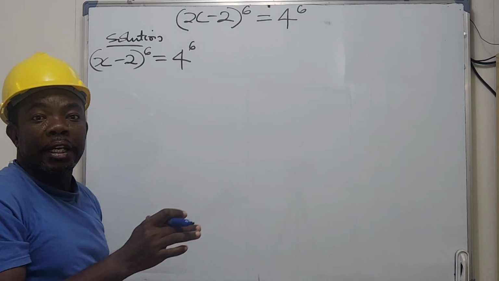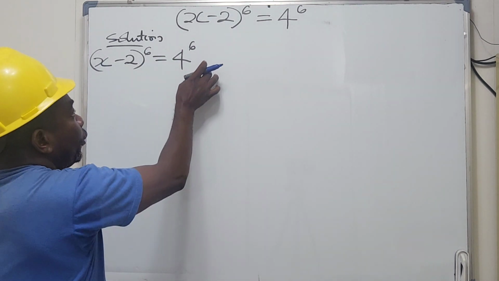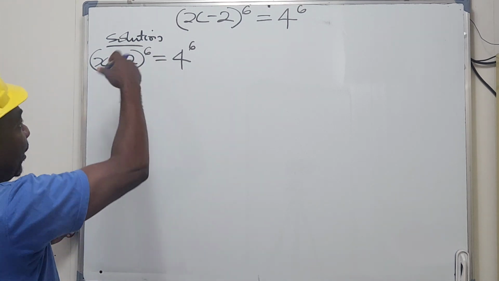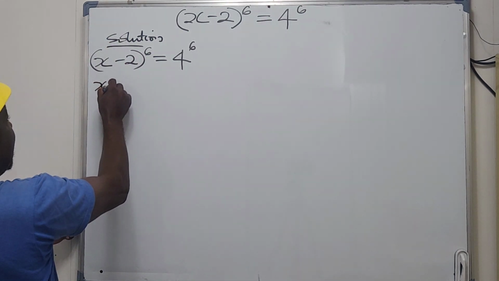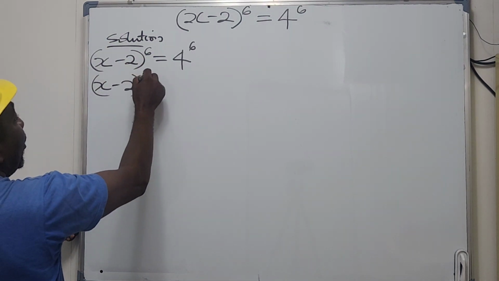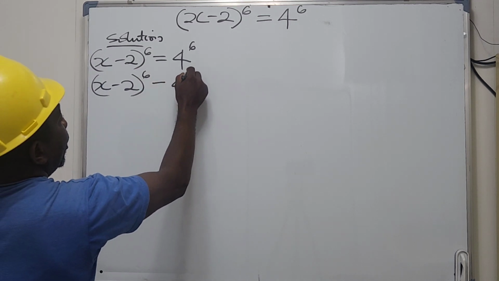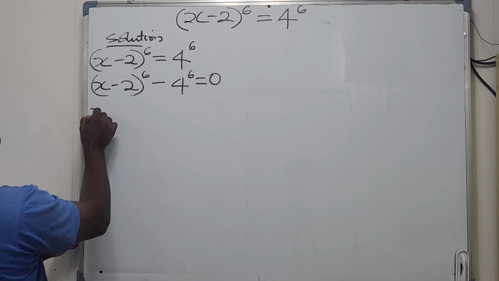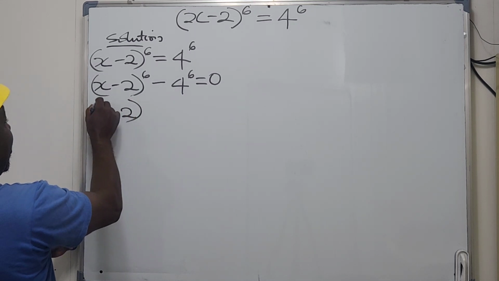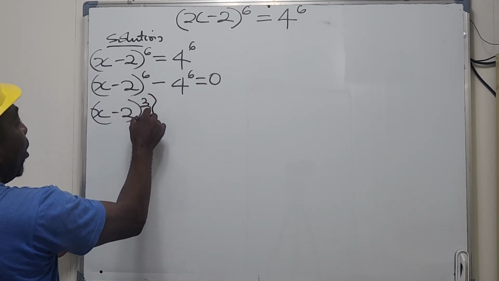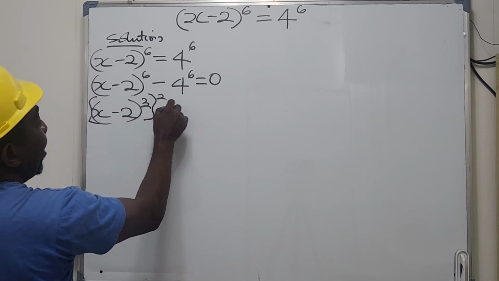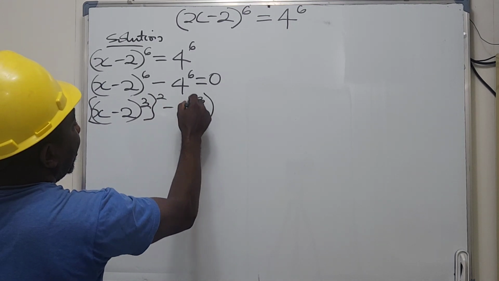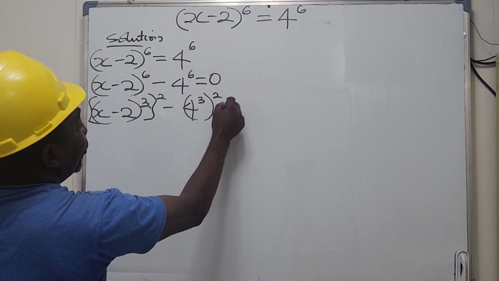When we have a situation like this, what we need to do is transpose the right hand side to the left hand side. So this will become (x minus 2) to the power of 6 minus 4 to the power of 6 equals 0. Here can be written as ((x minus 2) to the power of 3) all to the power of 2 minus (4 to the power of 3) all to the power of 2 equals 0.